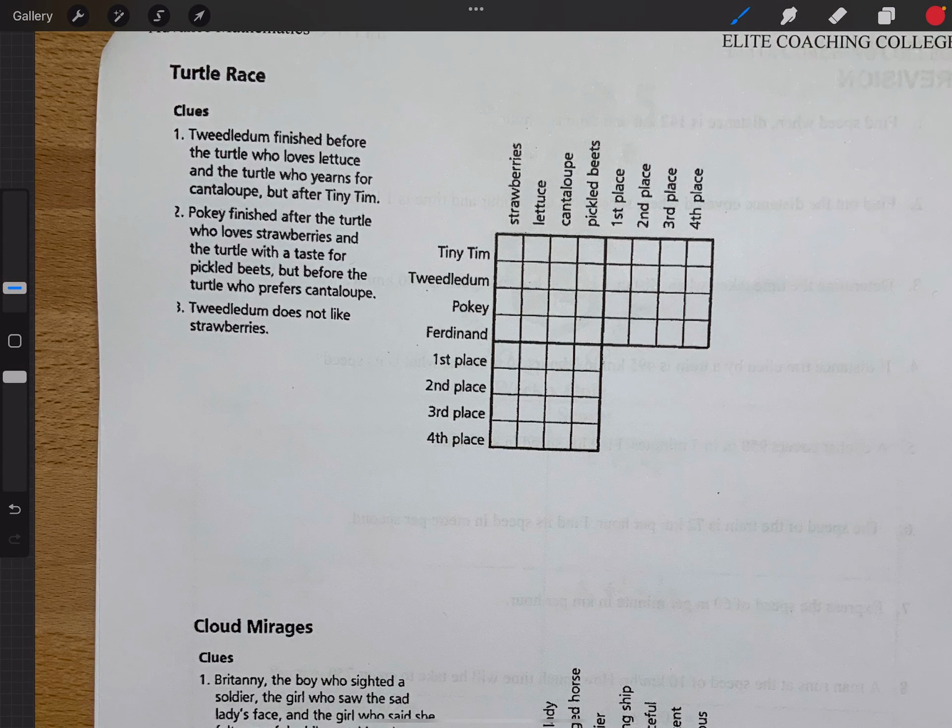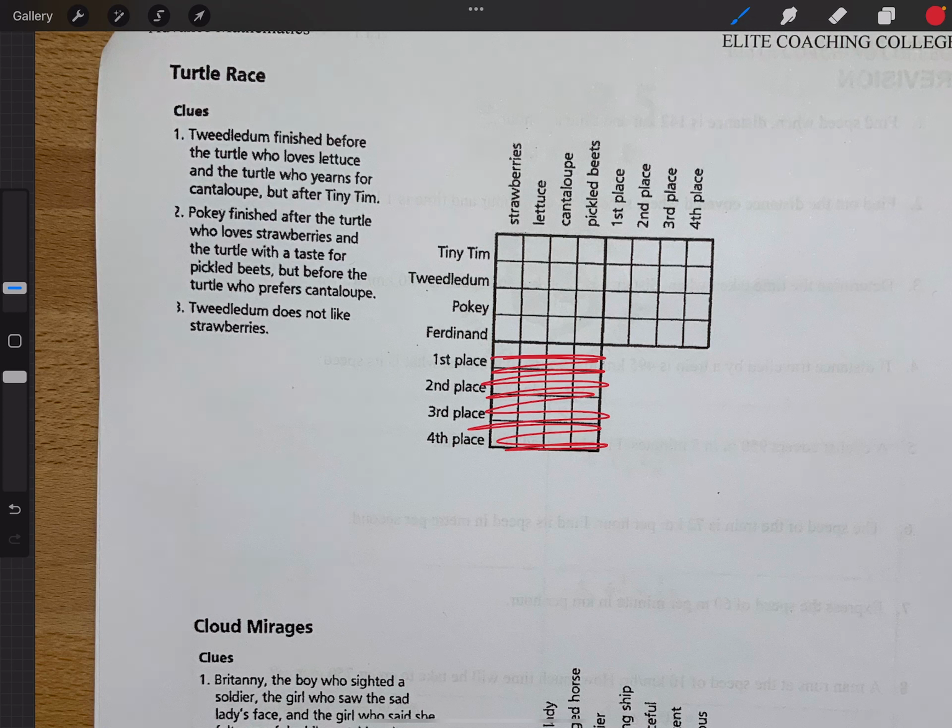Okay, so it says the turtle race. That means that all of these are turtles. These are all turtles' names, and this must be what they like, what kind of things they like, and what place they come: first, second, third, and fourth. Okay, let's get rid of that. So I'm not even gonna bother using this bottom part. I don't need to use it.